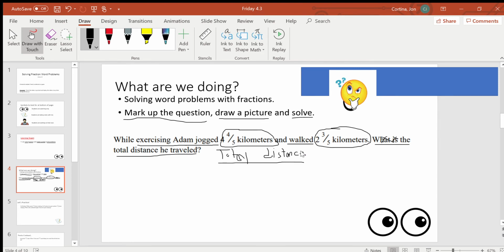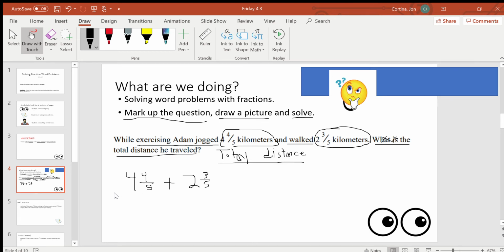Okay, so now I'm going to write down what I know. If we're looking to find the total, we're going to write down our one number. We have 4 4/5, and we have 2 3/5. Okay, if we're looking to find the total exercise he did, are we going to add or subtract? Okay, we're going to add. So we're going to use what we know about adding mixed numbers and fractions to solve this problem.